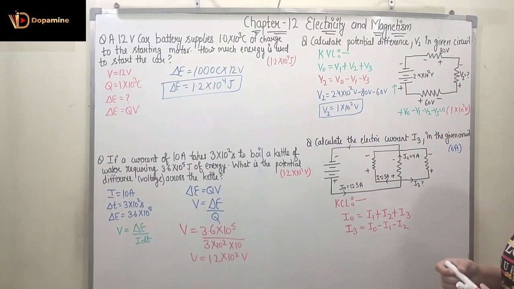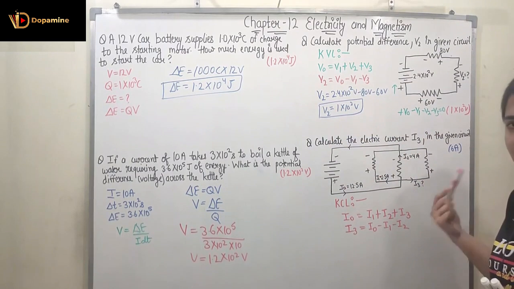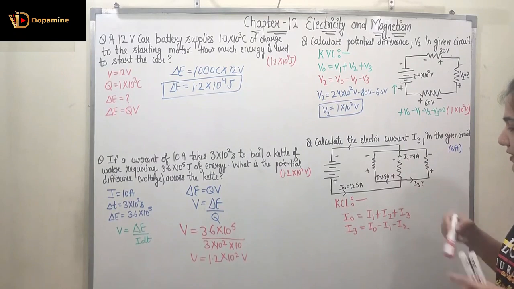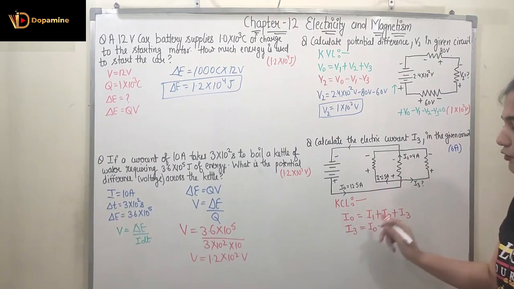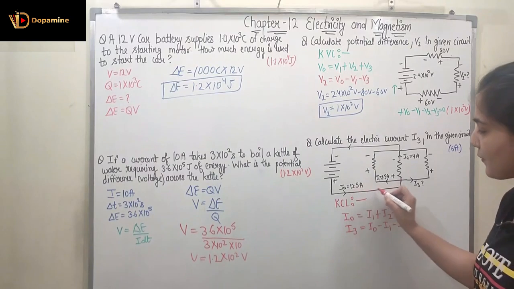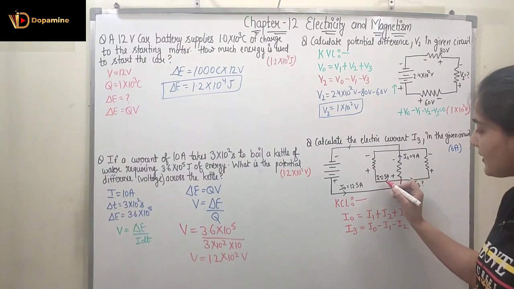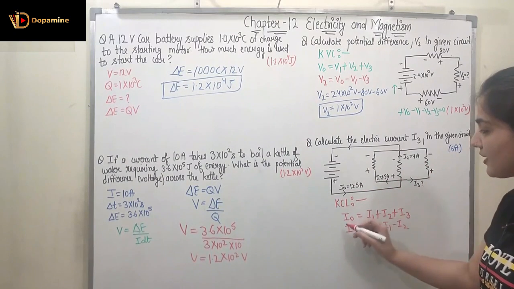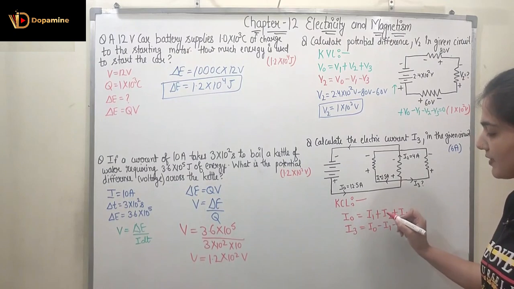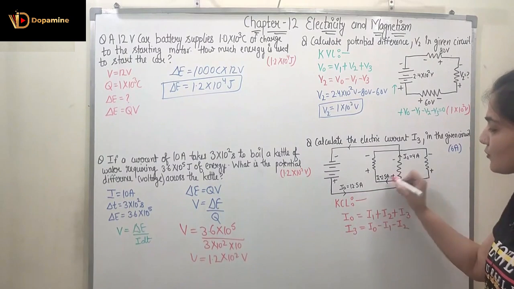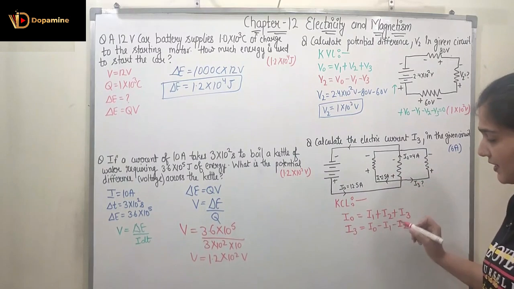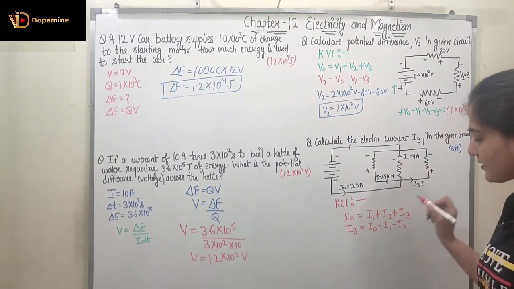Now coming to the next question: calculate the electric current I3 in the given circuit. Because we have to find the electric current, and at this point the current is going to divide, we are going to use KCL. The current I0 is coming from here and dividing into I1, I2 and I3. So I0 is equal to I1 plus I2 plus I3.